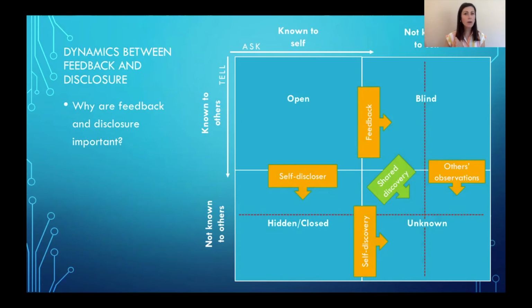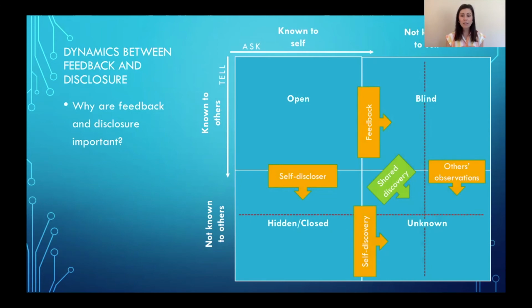Feedback: when we ask a question and get feedback from a trusted person in our life, those blind things can be moved into the open area. And the same with hidden. As we self-disclose, we can increase our open area by being willing to share certain information that was hidden and now is not. And through self-discovery and others' observations, this idea of shared discovery, our unknown area begins to shrink because those unknown things move into the known area.